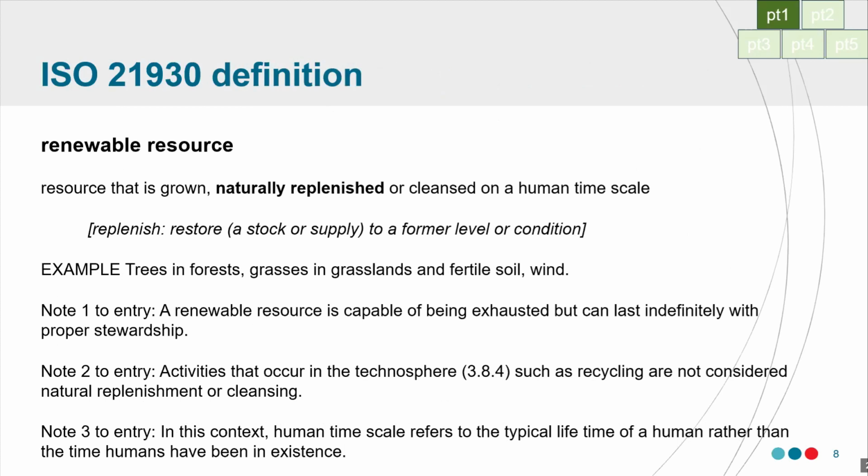So one thing I'd like you to think about: what is a renewable resource? Like, how would we actually quantify that? It's a resource that's grown, it's naturally replenished. That's sort of the definition that they have. It's restored, right? It's something that's going to be restored back to its former level, and I think that's a good basic definition.